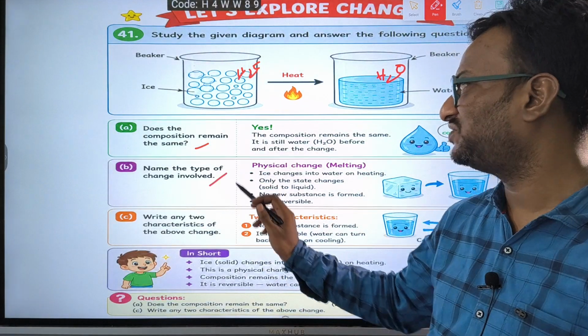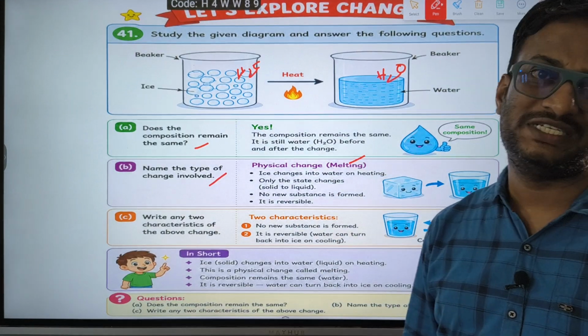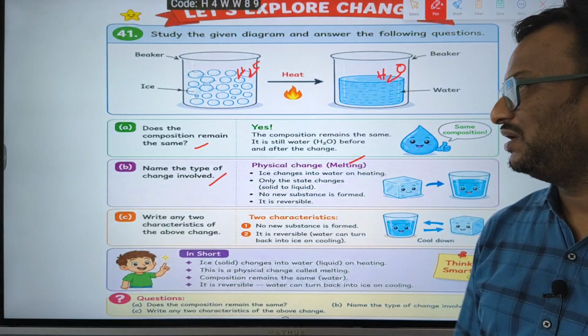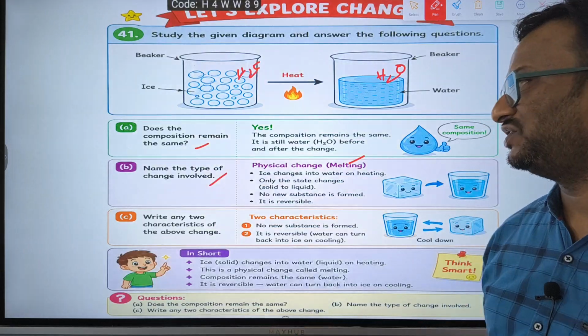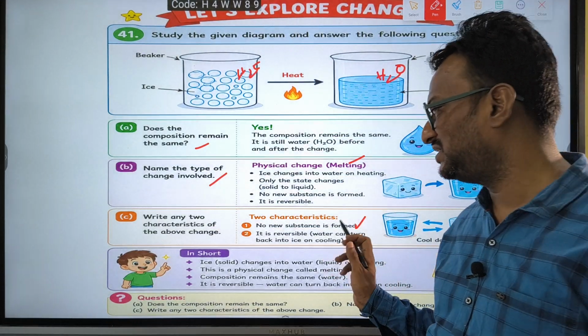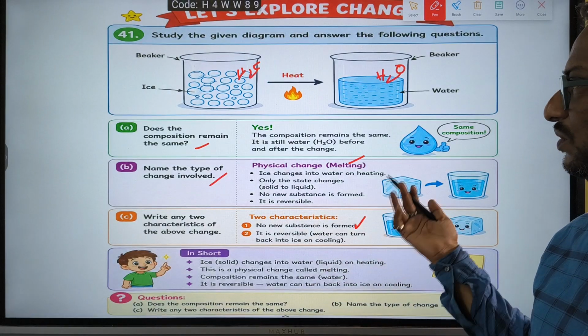Name the type of change involved. It is a physical change. Melting, ice changes into water. Only the state is changed, no new substance is formed. It is reversible. Write any two characteristics of the above change. No new substance is formed, it is reversible. Water can turn back into ice.